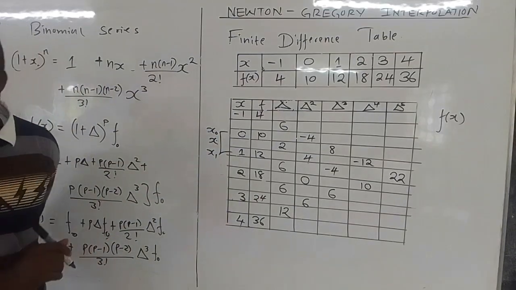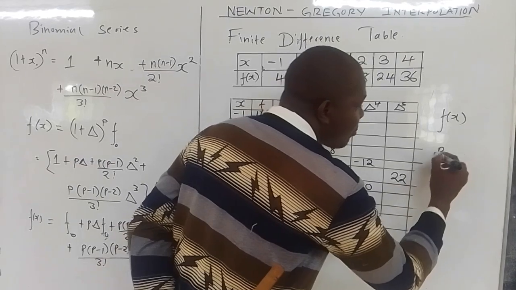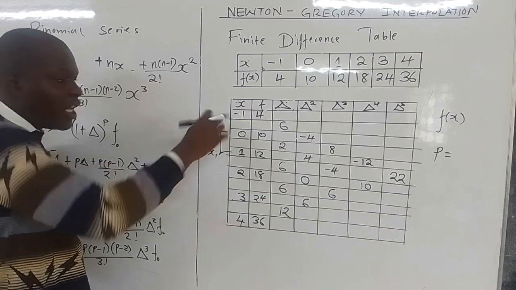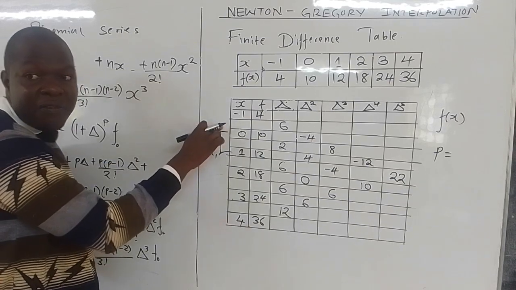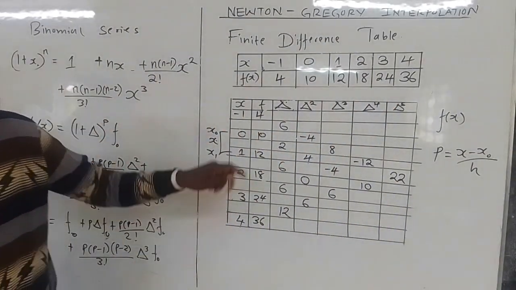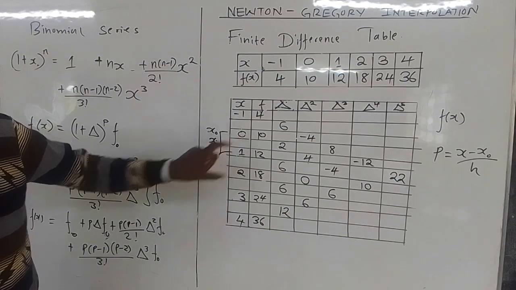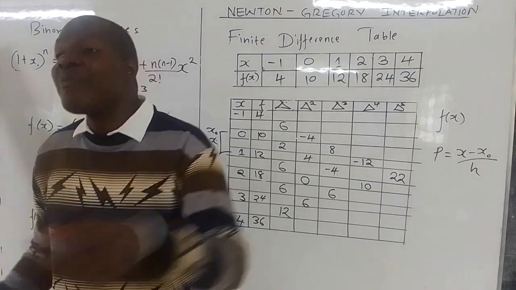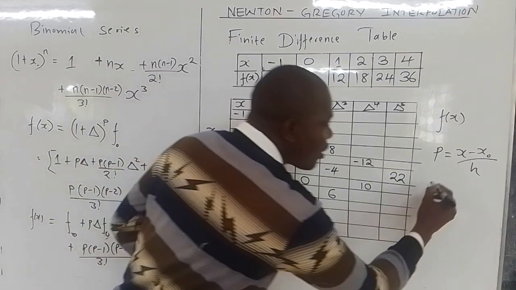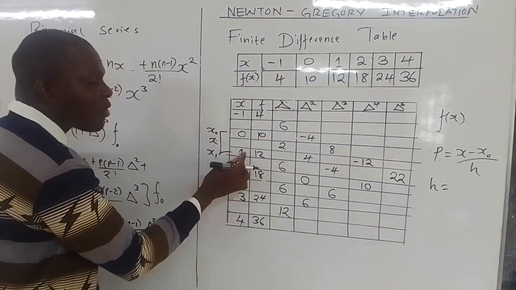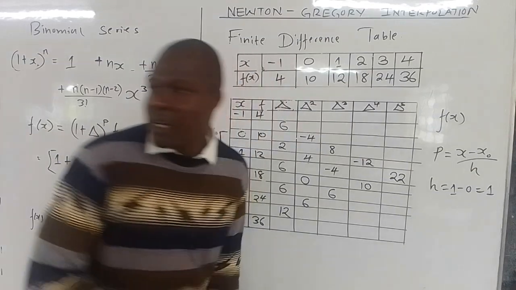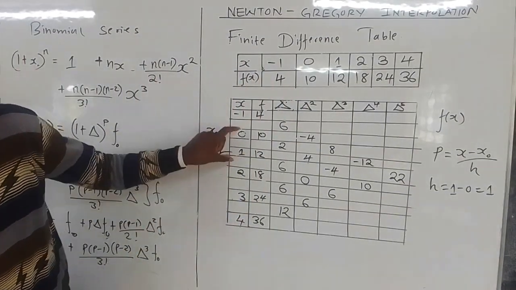So P is always found like this: P is x minus x naught over h. H is the width of the interval. How do we get the interval? As we've said, it is always second minus first, or final minus initial. So when you are looking for h, the interval is from 1 minus 0, meaning the whole interval is 1. H tells you the whole of this interval.